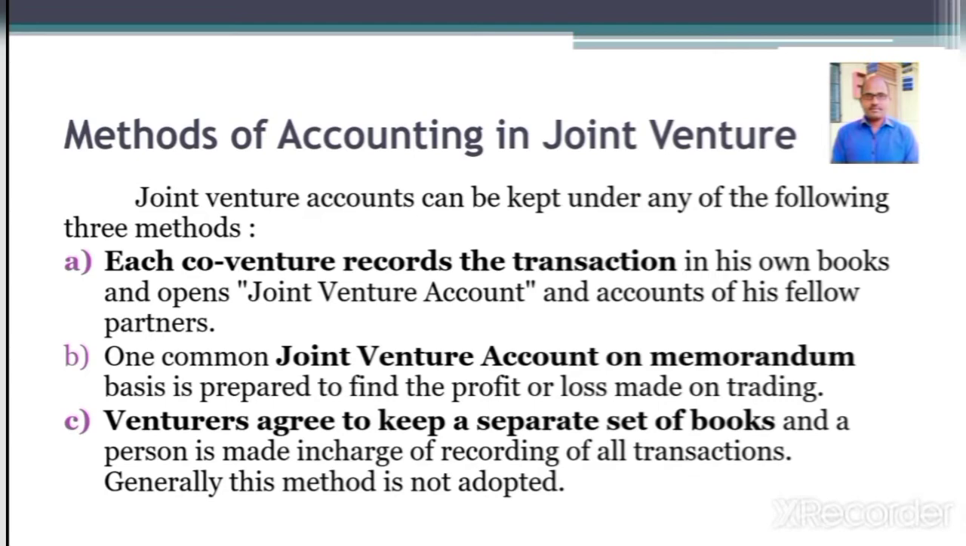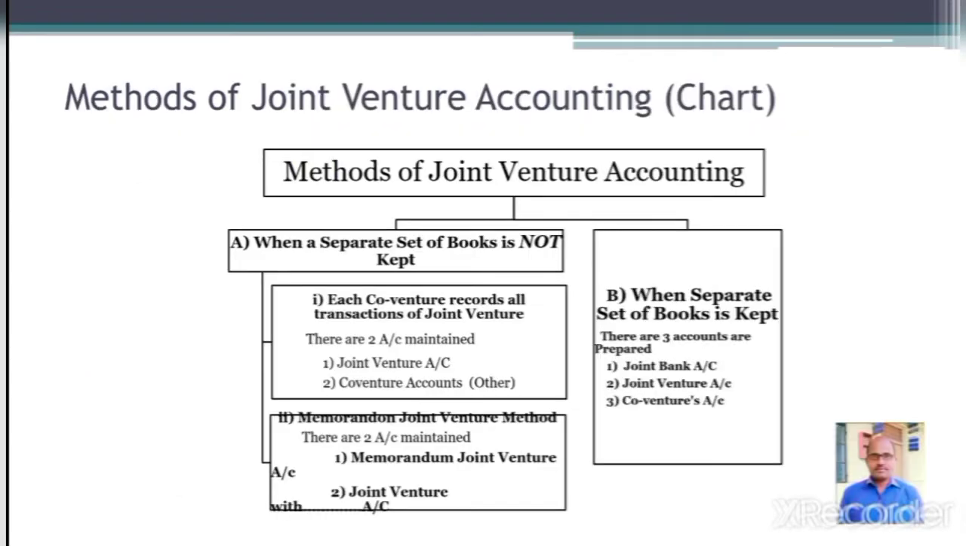First one is when each co-venture records the transaction of joint venture. Second method is called as memorandum joint venture account. Third method is where each co-venture agrees to keep the separate set of books. So this chart will give you the clear picture about the different methods of joint venture account.